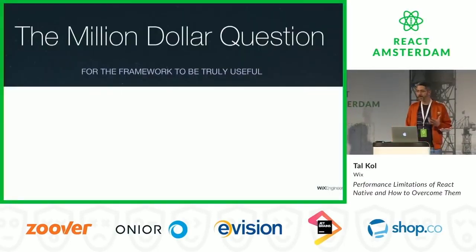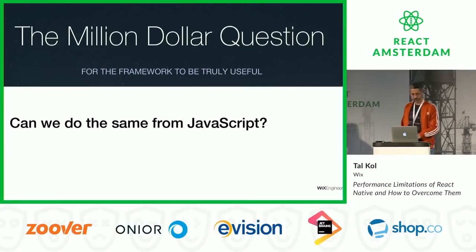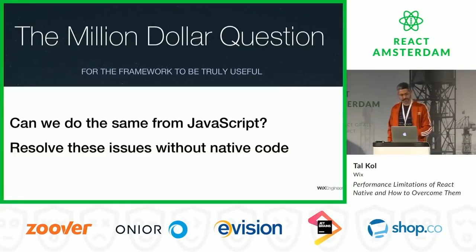So this brings us to the million-dollar question. Okay, the most interesting part of this talk, or I would leave you with a problem and no real actionable solution. So for React Native to be truly useful, we need to do the same from JavaScript. We need to be able to resolve these performance issues without resorting to native code. Now, how can we do that? How can we design the framework to solve those problems?